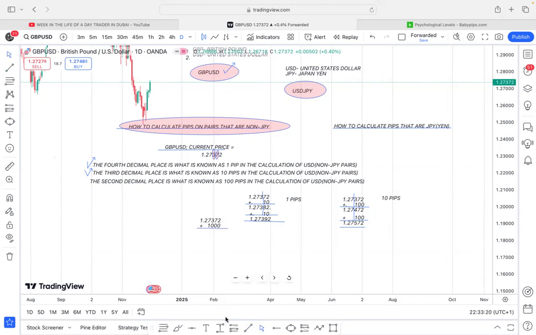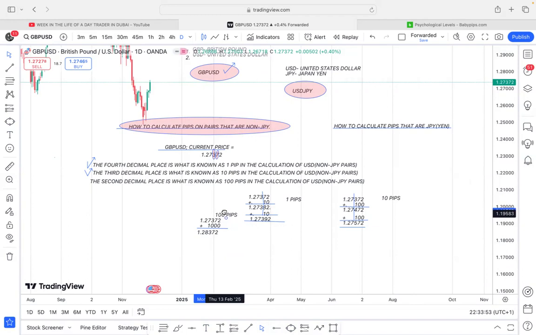1.27372. When we add it, we have 1.27372. Now let me show you guys. 837 rather. Okay, good. That means if price has moved 100 pips, if price moved 100 pips, I'm going to show you a chart example on how to get it and what I mean.